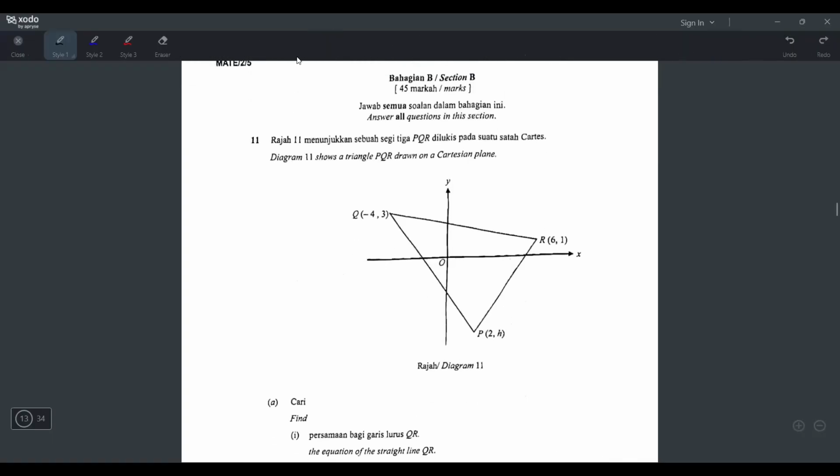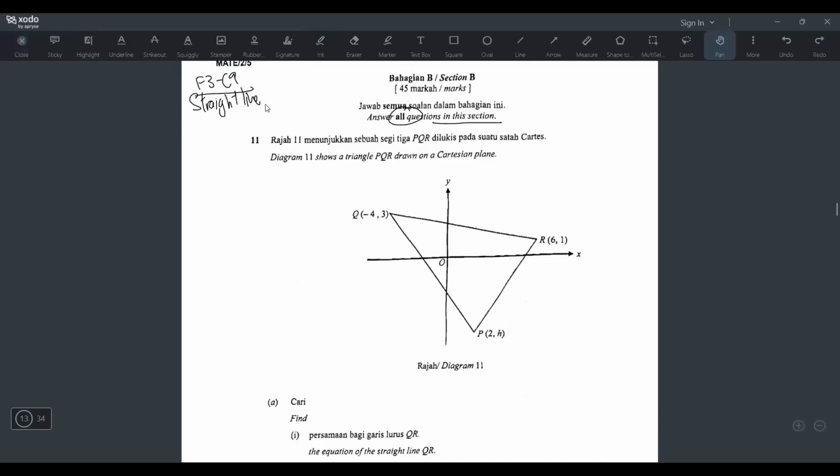Okay, now we are moving on to section B, right? So they say answer all questions in this section. And I can already tell this is a straight line question. It's Form 3, Chapter 9. Okay, Form 3, Chapter 9. So in SPM, they will also come out with Form 1, Form 2, Form 3 questions. And this is one of the famous chapters that they will always come out.